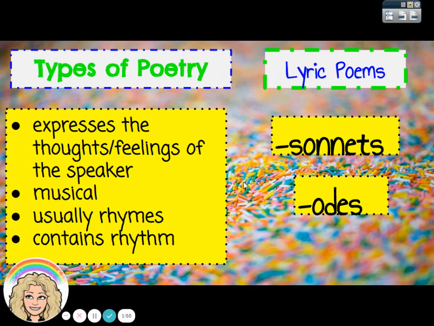Lyric poems are what you think of when you think of everyday poems, rhyming words, musical rhythm, expressing thoughts and feelings of a speaker. A sonnet is like Romeo and Juliet, where you have characters speaking to each other in a play, but it sounds like a song when they're talking to each other. An ode is a poem that's written about someone who has died, but usually it has some humor to it. It's written to memorialize someone who has passed away.